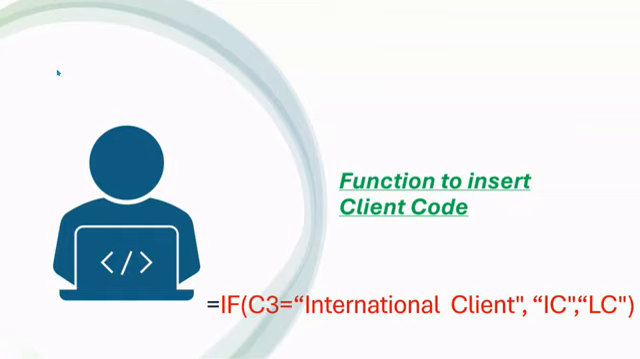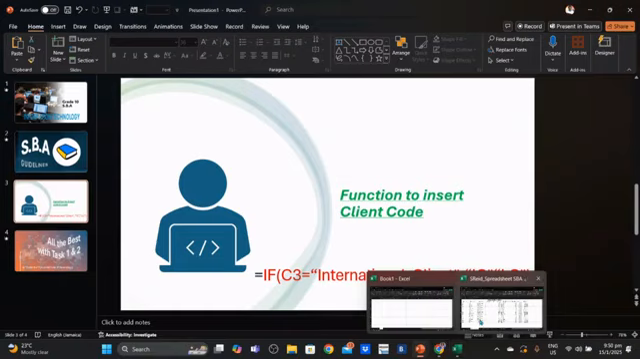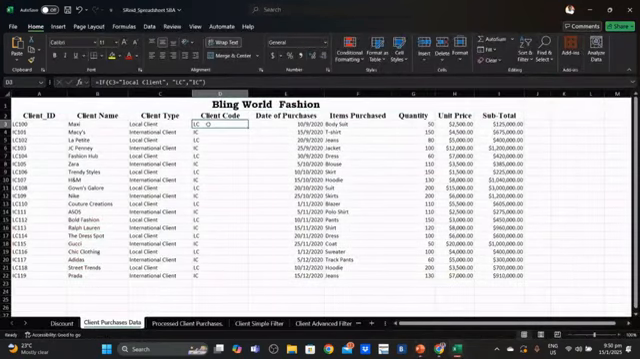If whatever is in C3 is not international client, then we want LC to appear. Please ensure that you don't leave off any symbol or anything at all from this function, else you will be getting some errors. So please ensure that you copy this formula properly. This function should be entered under column D, where we have client code. Nobody should be typing any LC or IC. You should allow the function to do that for you.